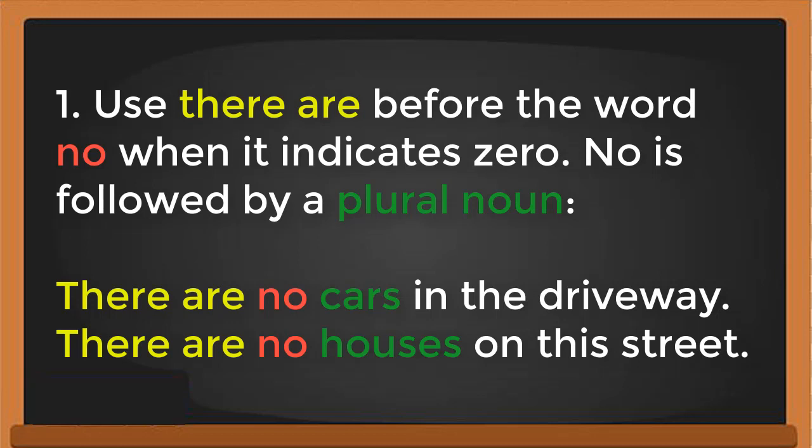For example, there are no cars in the driveway. You see here, after "there are," you add the word "no" and then it is followed by a plural noun, cars. And then, there are no houses on this street. Look at here. After "there are," you use "no" and then it is followed by a plural noun, houses.